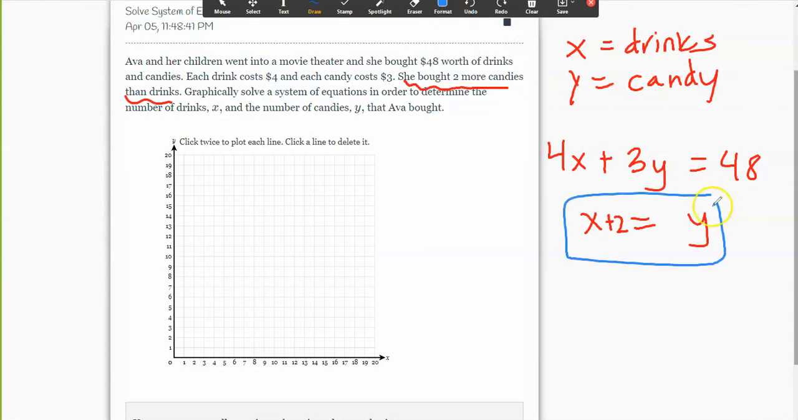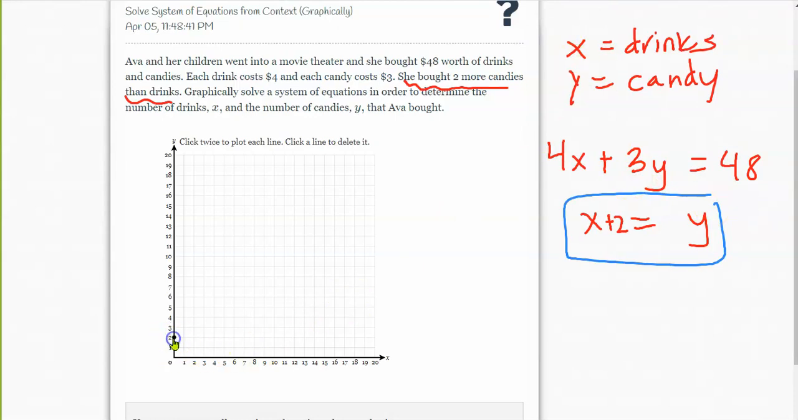So this one's ready to be graphed. y equals x plus 2. Go over to 2, place a point, and then follow my slope. Up 1 over 1, up 1 over 1, and so on, right? So I could go anywhere along this line, as long as it is a slope of 1 over 1.